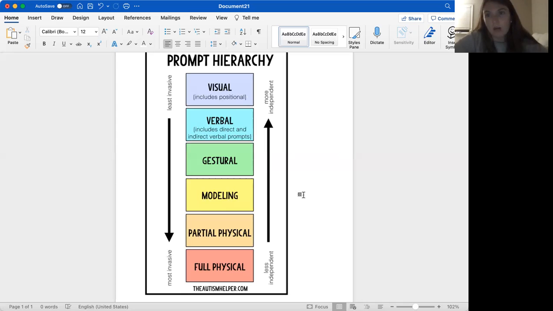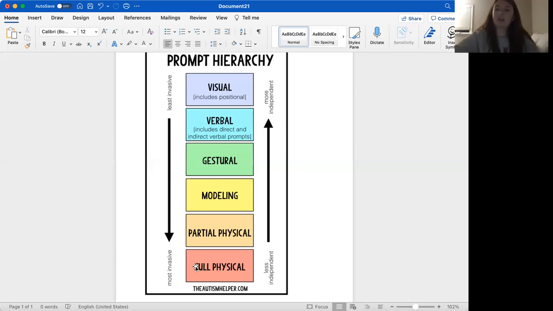Prompts are basically just a little stepping stool in teaching a new skill or target. So to help the learner complete a task of what you want them to do or to complete the proper behavior, I'm going to start with the most to least invasive prompt, which the most would be full physical.